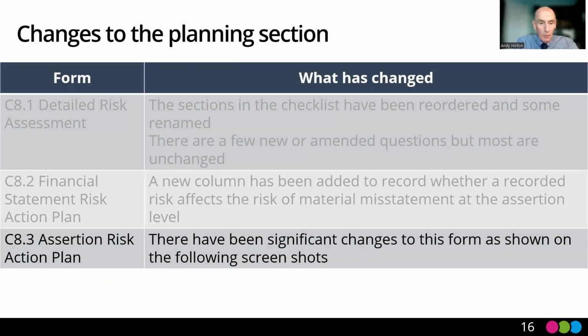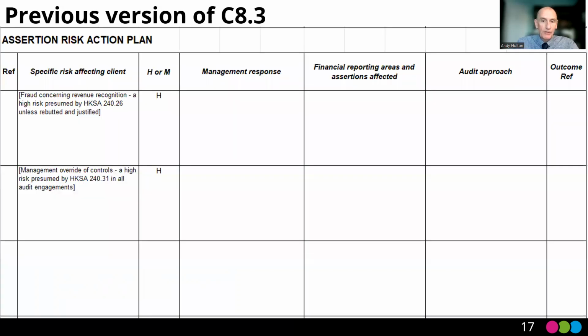And that brings us to C8.3, and this is the form that has the most significant changes, as you can see from the following screenshots. And once we've looked at the changes to the form, we will then look at some examples from the updated manufacturing company case study. So this is the previous version of the form. We've got the risk identified, our assessment of that risk, management's response, the areas affected by the risk, the audit approach, and then a reference to the outcome of that risk in the B section.